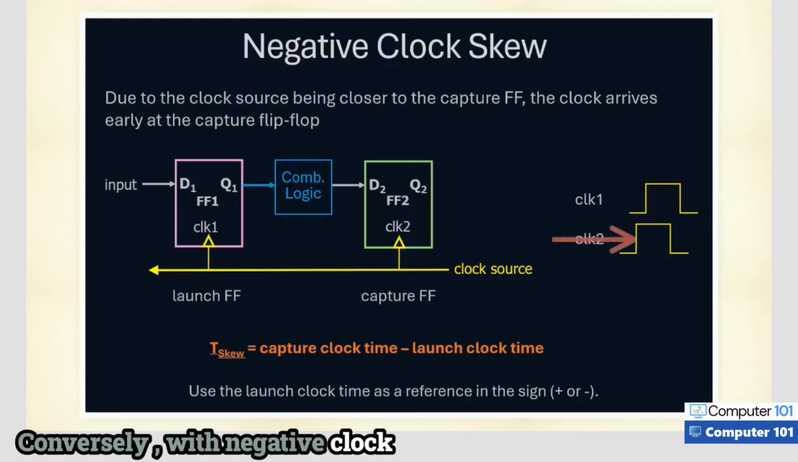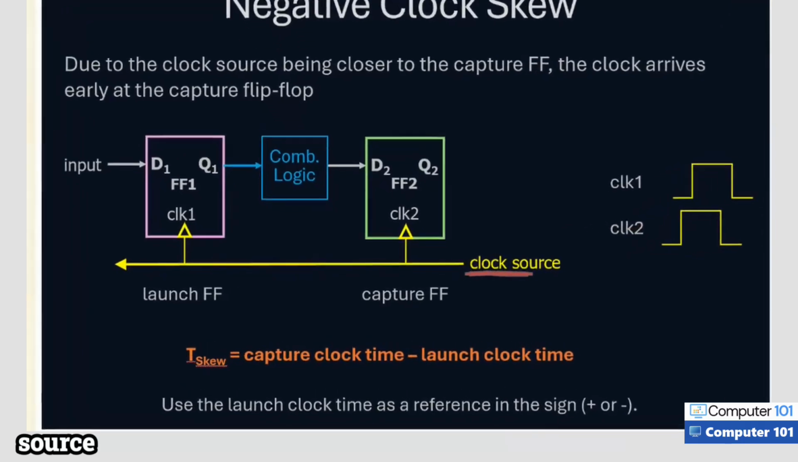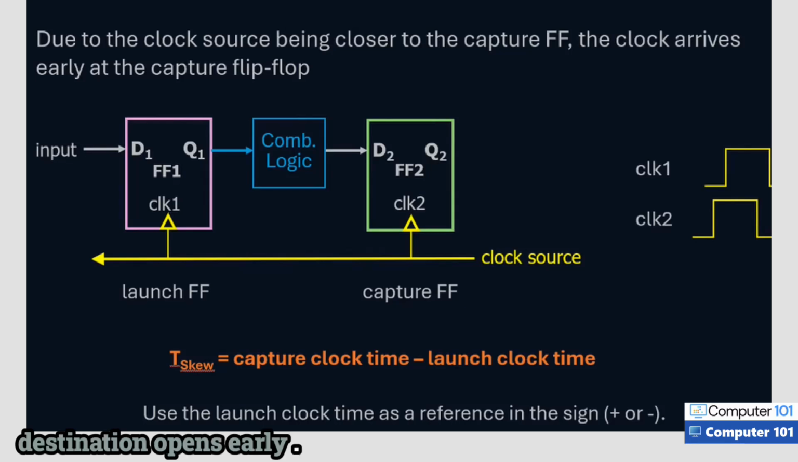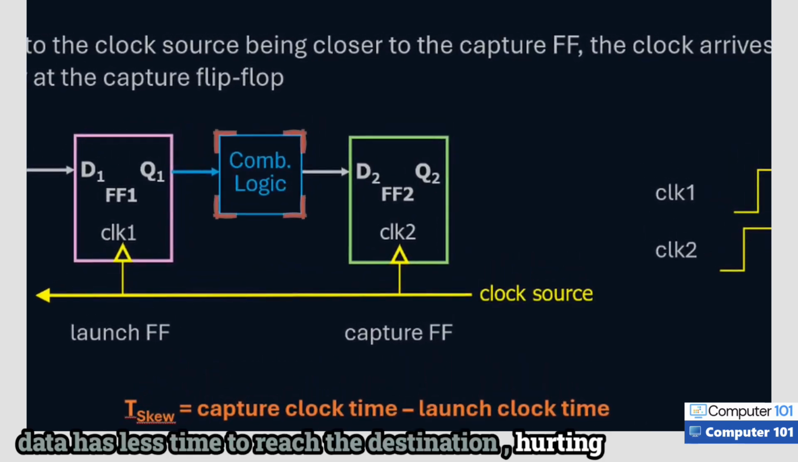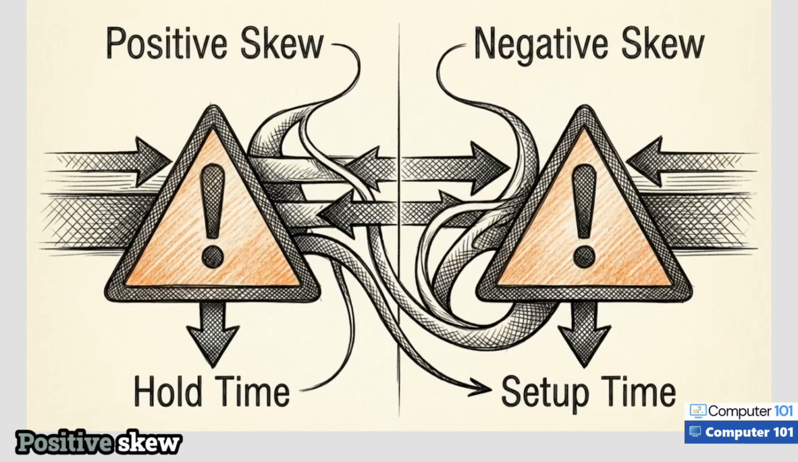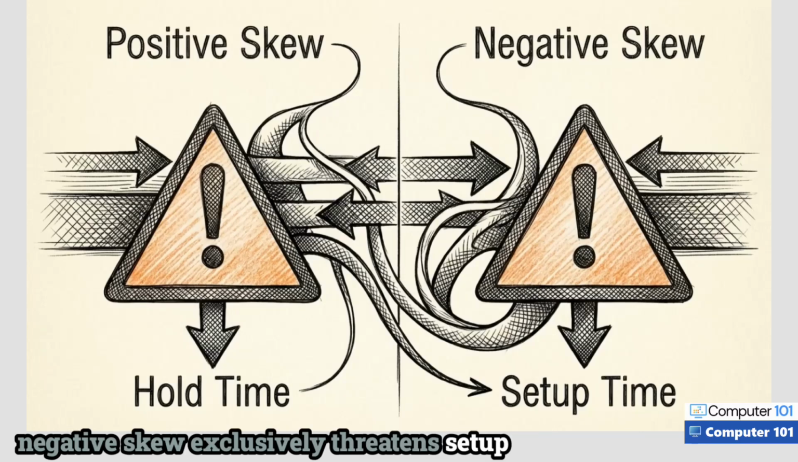Conversely, with negative clock skew, the waveform shows the capture clock triggering earlier. The clock source is wired closer to the capture flip-flop, so the destination opens early. The collision risk is gone, but data has less time to reach the destination, hurting setup time. So the relationship is strictly divided. Positive skew exclusively threatens hold time, while negative skew exclusively threatens setup time.